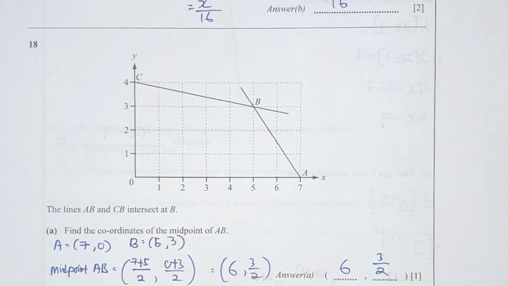Question A, find the coordinates of midpoint of AB. So 7 plus 5 divided by 2 and 3 plus 0 divided by 2, you will get 6, 3 over 2, or 6, 1.5.